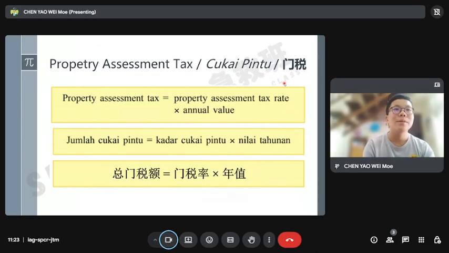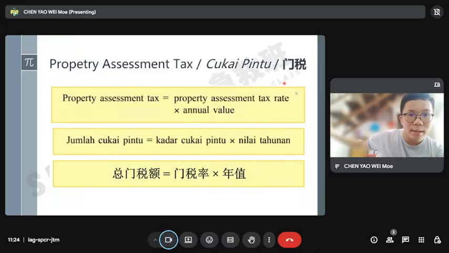Okay, so property assessment tax is equal to the tax rate times the annual value in 1 year. What is your annual value? That property value times the rate, that is your jumlah cukai pintu. Okay, this is for property assessment tax. You just need to know this calculation, that is enough.